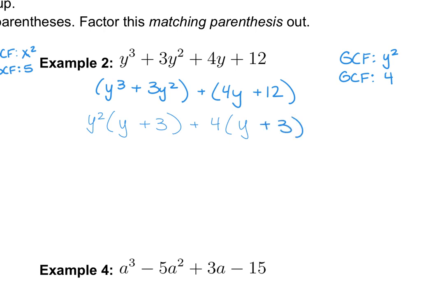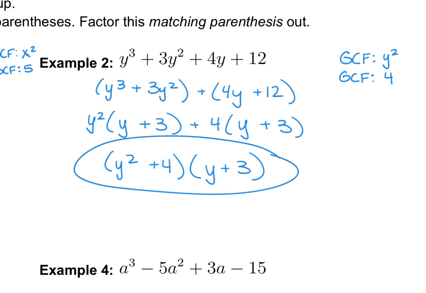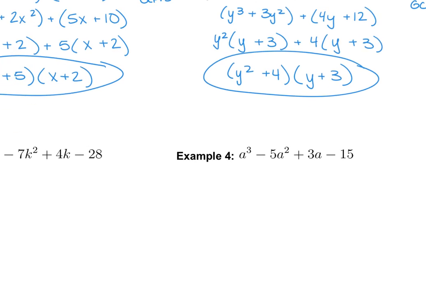So again, inside of my parentheses, I have those matching. I'm going to put the greatest common factors into 1 parenthesis together. So y squared plus 4, and then my y plus 3. Okay, and it doesn't matter which order you do those in. If you did the y plus 3 as your first parenthesis and your y squared plus 4 as your second parenthesis, you're still going to get the same answer.